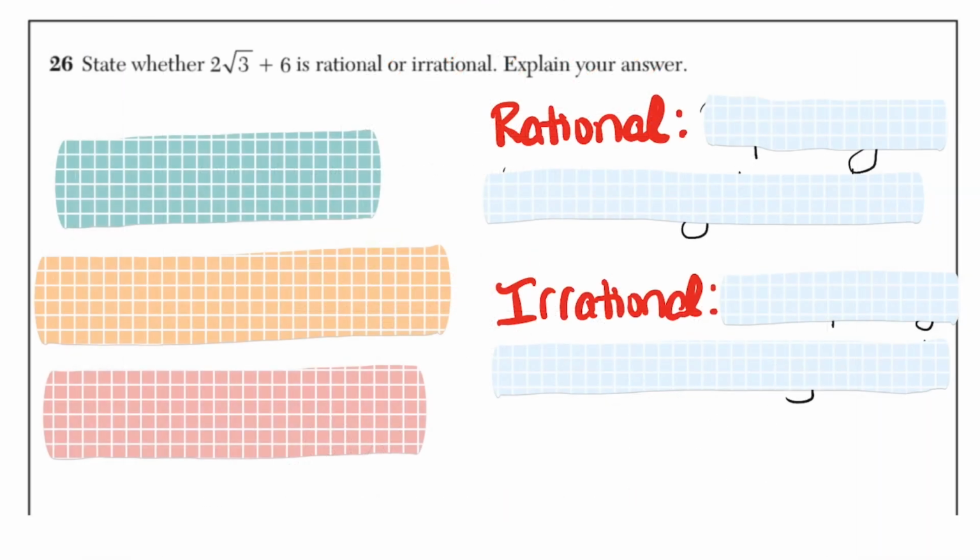Number 26 is all about vocabulary. They want to know whether the sum of 2 radical 3 plus 6 is rational or irrational. So we need to know what these words mean, and we need to explain our answer.